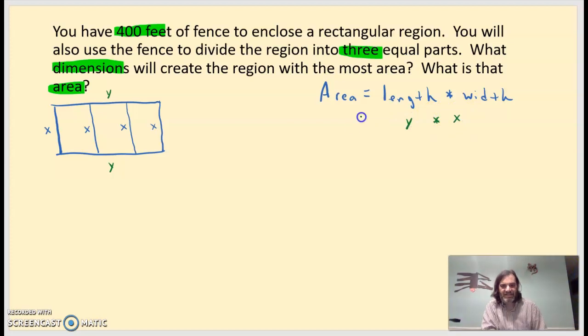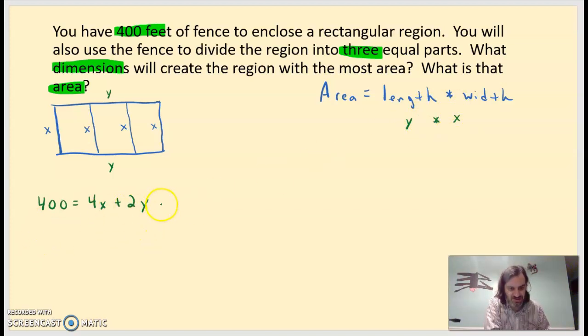But that doesn't really get us anywhere. What gets us somewhere is taking this 400 feet of fence that we have and adding up everywhere we use the fence. Okay, so this 400 feet of fence is going to be used to make 4 sides of length x and 2 sides of length y. So it's not too bad to, in our formula length times width, call one of these x or one of them y, but we need to get it in the same variable.